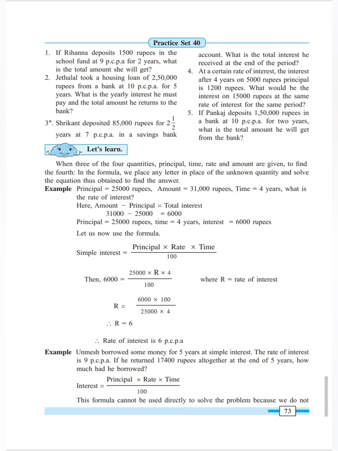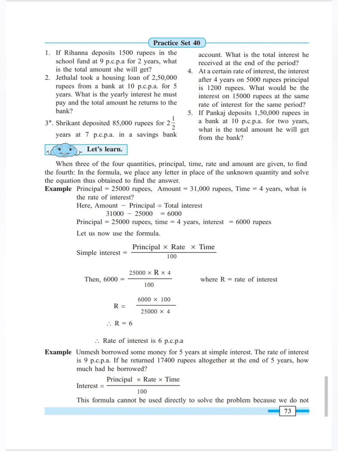Okay, now how many zeros in the place of numerator? There are total 5 zeros in the place of numerator, and there are 3 zeros in the place of denominator. So we will cut out 3 zeros and 3 zeros from the numerator and denominator. Clear? So 6 into 100 upon 25 into 4.